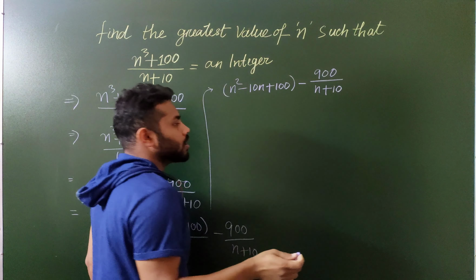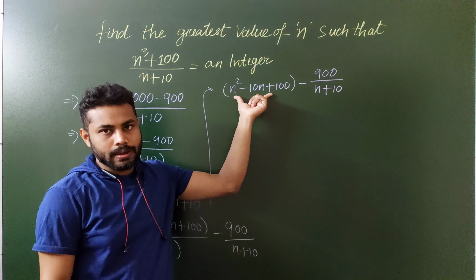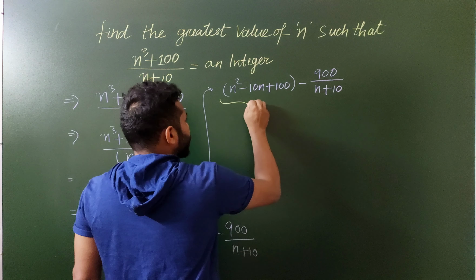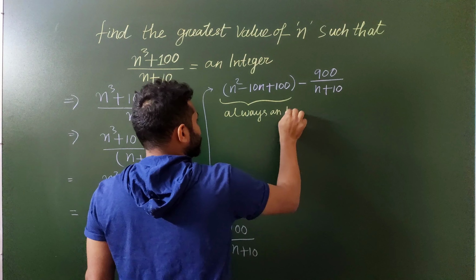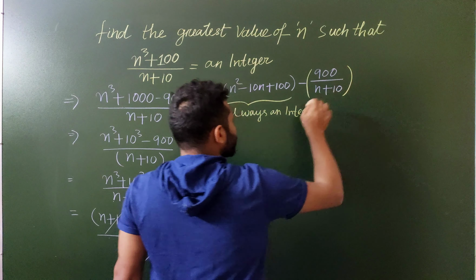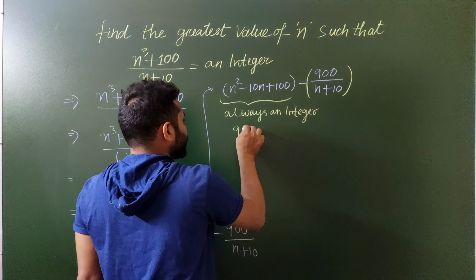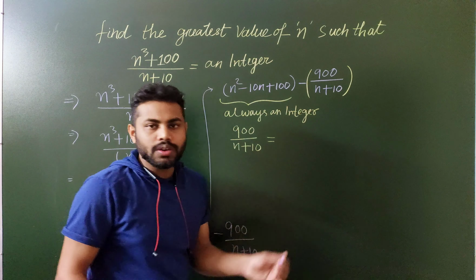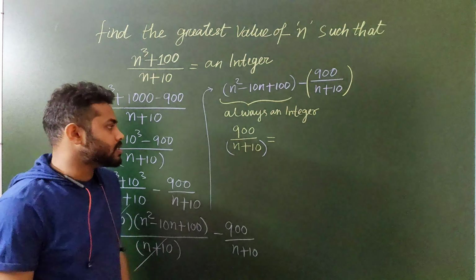Because we are working over integers, no matter what you put in place of n, this part, n square minus 10n plus 100, is always going to be an integer. But if you want the total to be an integer, the part 900 by n plus 10 has to be an integer. That happens only when n plus 10 divides 900.